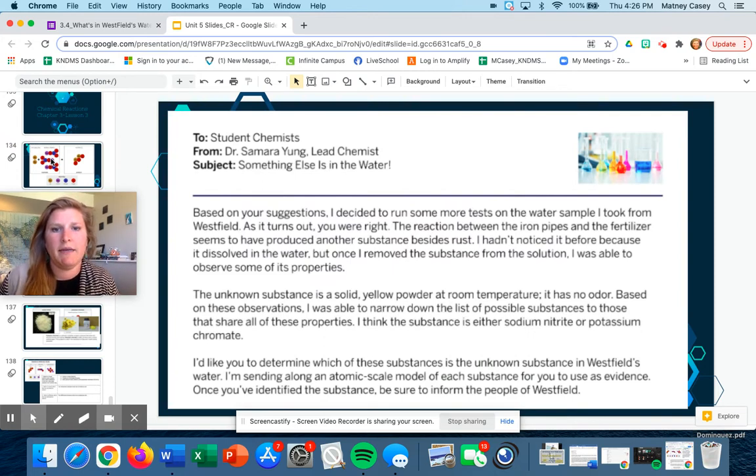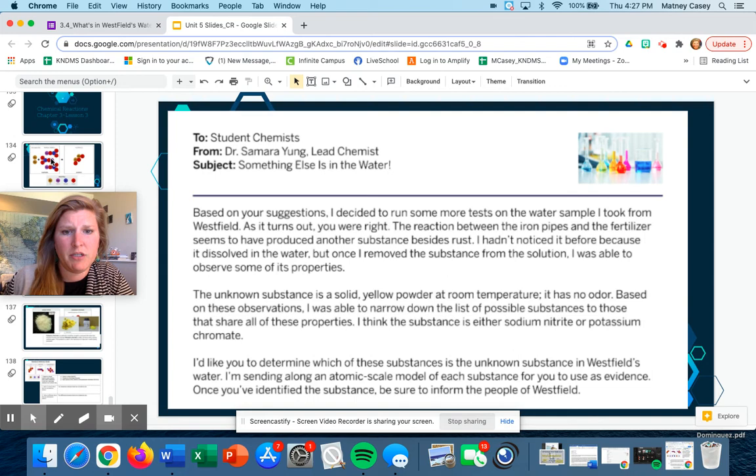Dr. Young has emailed me based off of some of the stuff I've been sending her. She said that based on your suggestions, I decided to run some more tests on the water sample that I took from Westfield. As it turns out, you were right. The reaction between the iron pipes and the fertilizers seemed to have produced another substance besides rust. I hadn't noticed it before because it dissolved in the water. But once I removed the substance from the solution, I was able to observe some of its properties. The unknown substance is a solid yellow powder at room temperature and it has no odor.